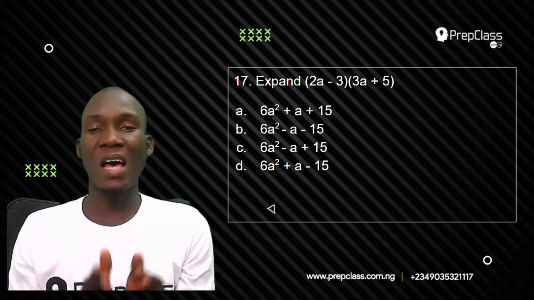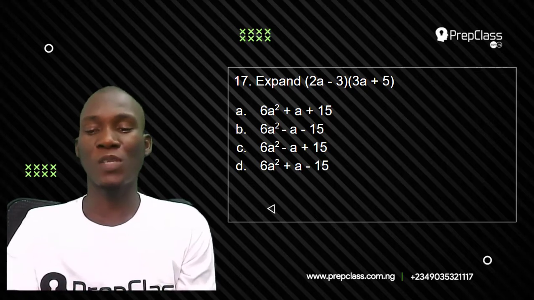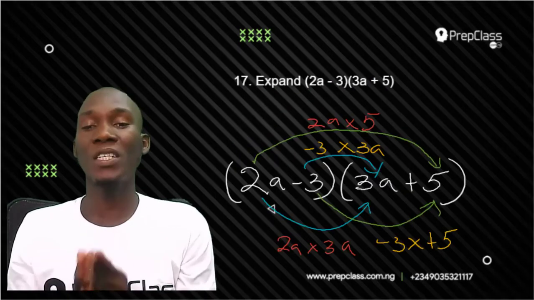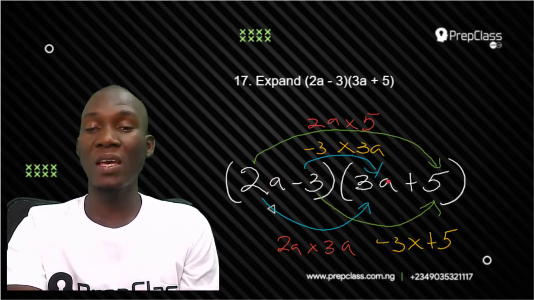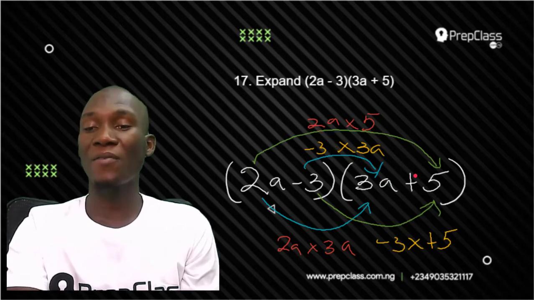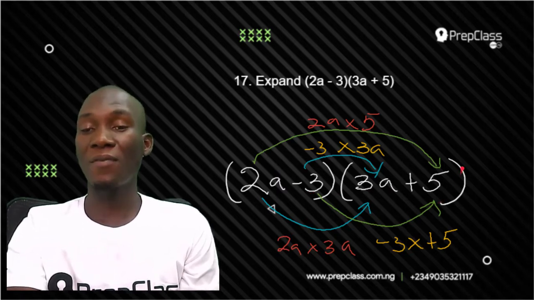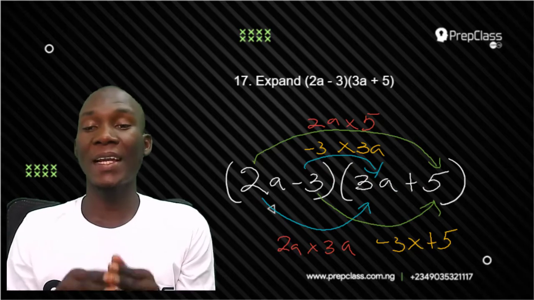So let's solve this. How do we solve? We have to expand. To expand, we follow this principle. From the first bracket, we have 2a minus 3. That is, 2a will multiply 3a, and 2a will also multiply 5. Also, in the first bracket, we have minus 3. Minus 3 will multiply 5, and minus 3 will also multiply 3a. So doing this, we can expand properly.